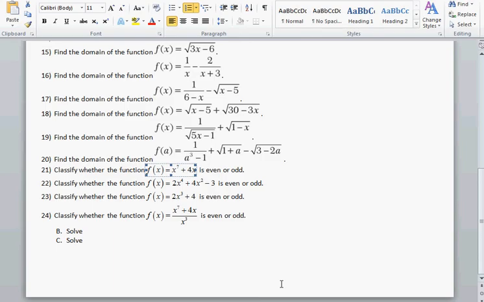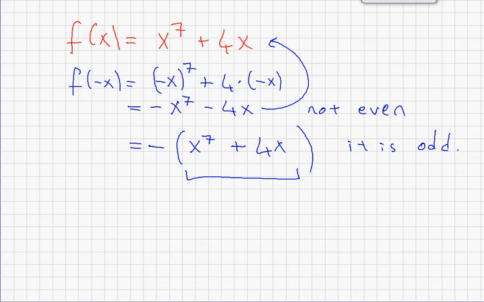Now everybody, see the last question. Try to see the last question. We have the same thing, just also over x cubed. We have the same function, f of x is equal to x to the power 7 plus 4x, over x cubed.